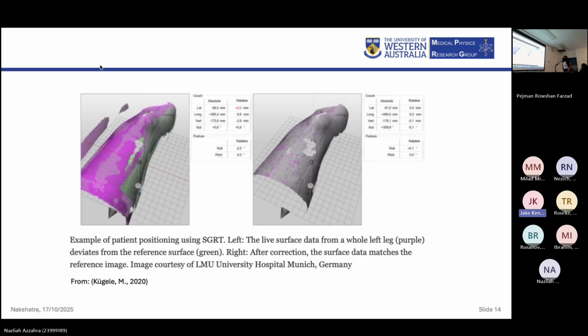To give better clarity in this picture, on the left side, the green area is the reference surface, and the purple part is the live surface of the patient, which is a bit deviated. And this color map can be projected onto the patient as well. On the right side, it is a still after positioning, so the errors are corrected.